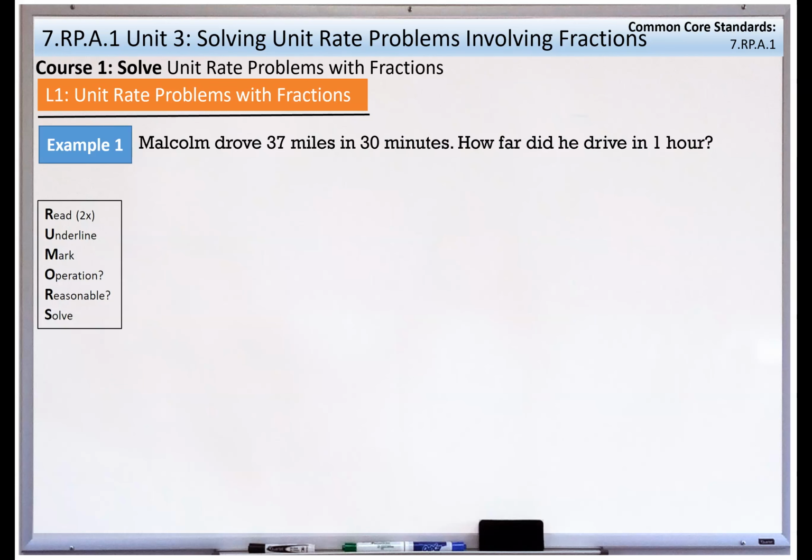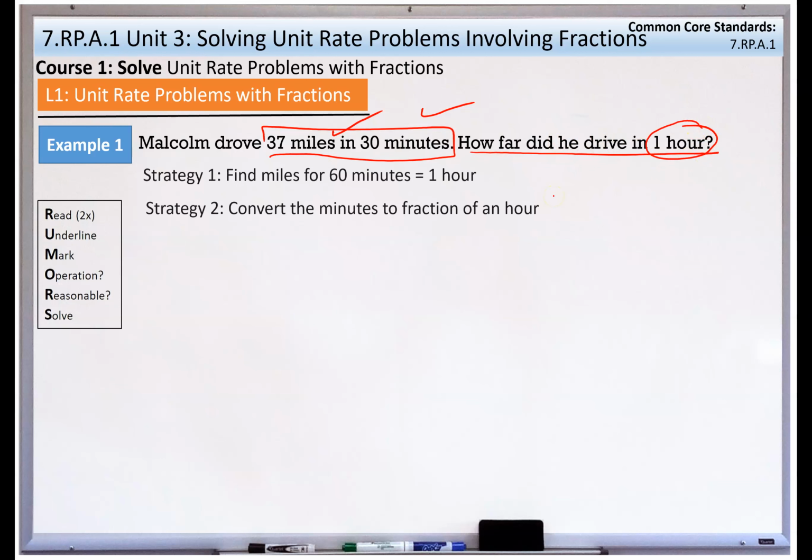So we'll start with the problem as usual. Malcolm drove 37 miles in 30 minutes. How far did he drive in 1 hour? So in this case, they're asking for miles per hour. They're giving us miles to minutes, but they're asking for miles per hour. So there are two ways we can solve this problem. We can just keep it as miles per minute and then figure out how many hours that is, or we can convert our minutes to a fraction of an hour.